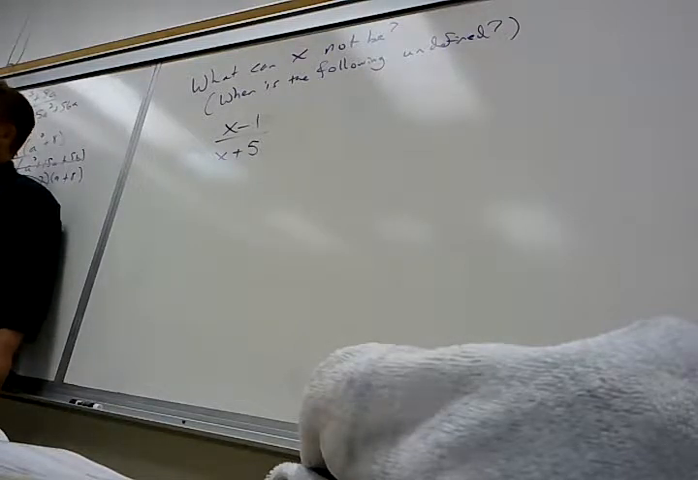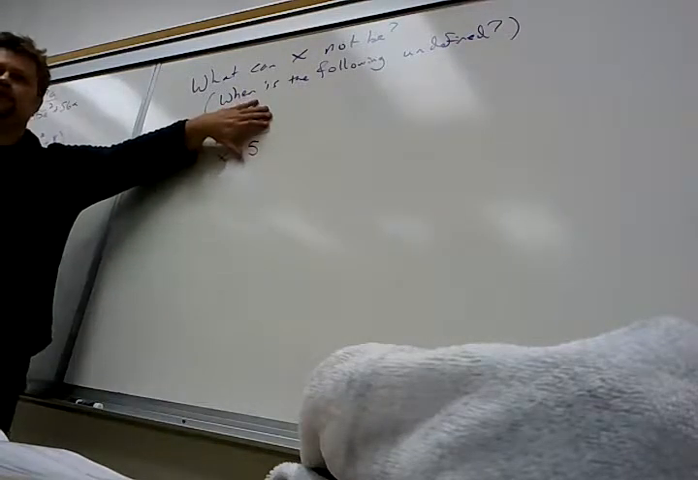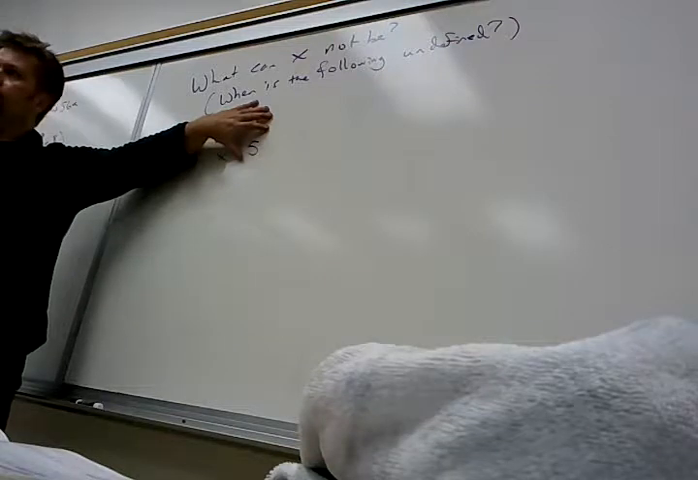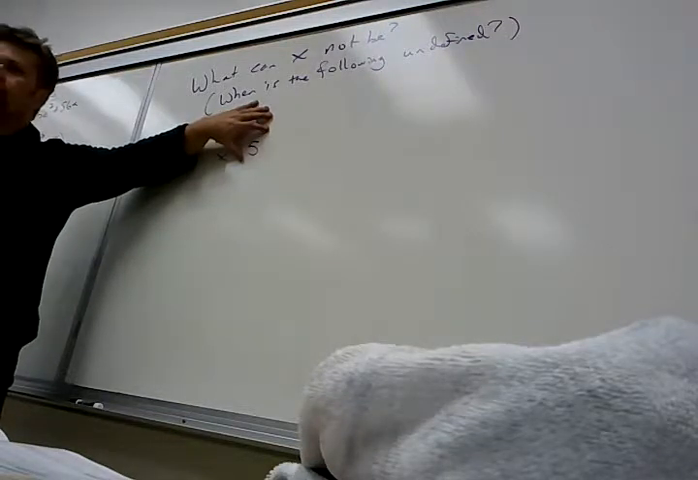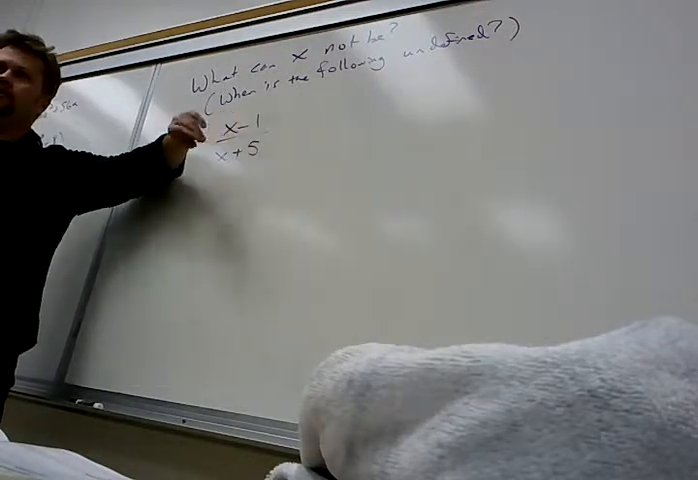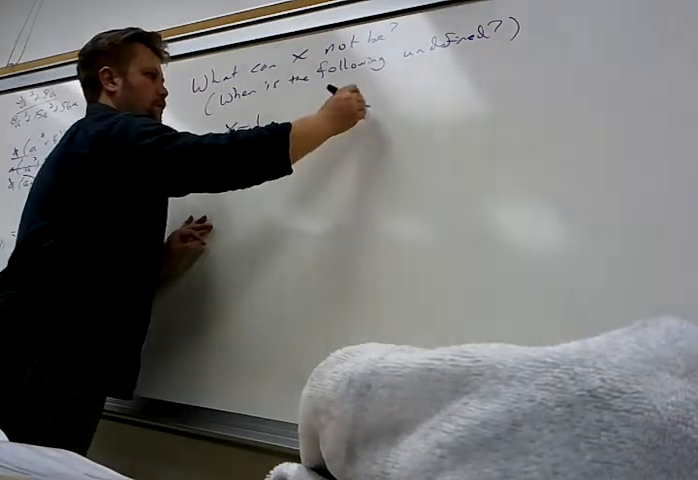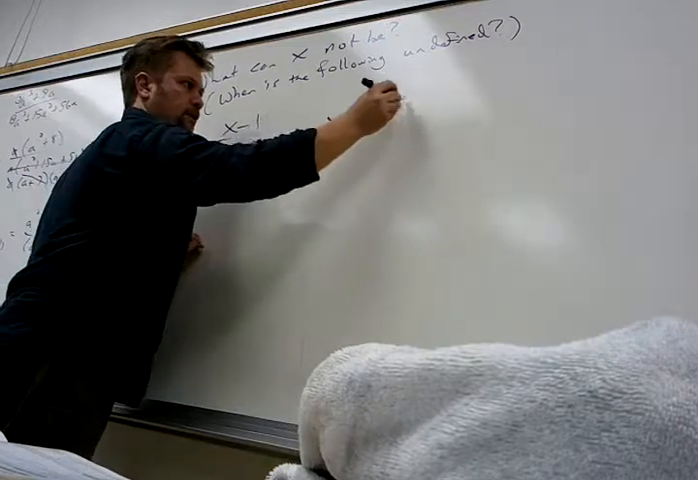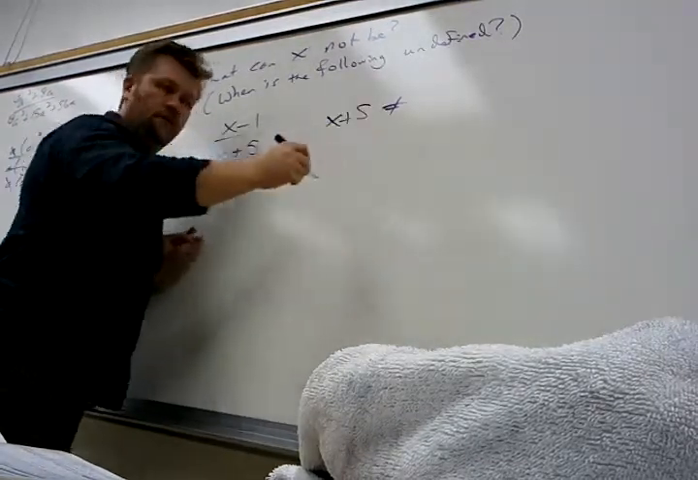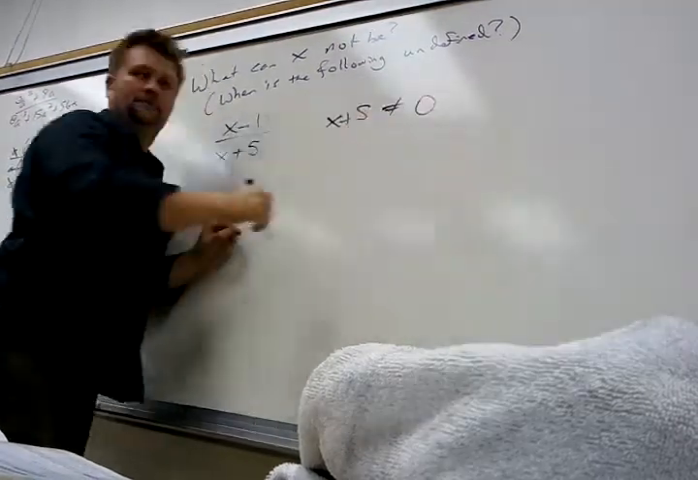Now here's the cool thing. Say in English, before I even wrote that, what did you guys just tell me? What can't be true in a fraction? The bottom can't be 0. What's the bottom here? X plus 5. Okay, so x plus 5 can't be 0. The bottom can't be negative 5.